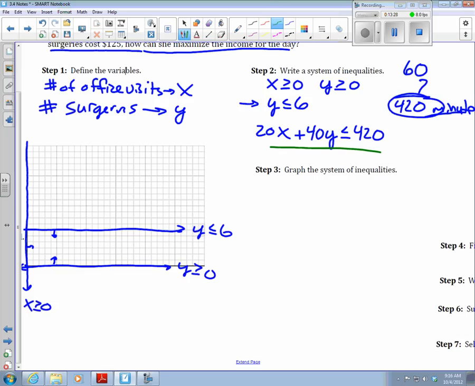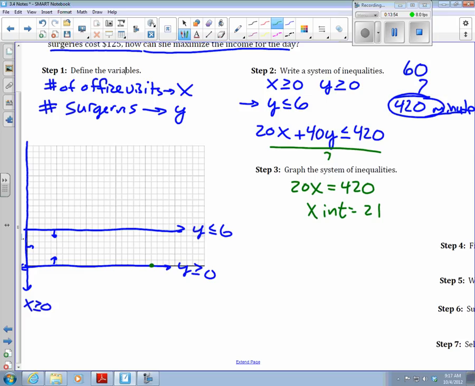Well, if you use the cover-up method, just plug in 0 for Y. You're going to get 20x, let's just say equals 420 for a minute, and you divide 20 into that. You're going to get 21. So my x-intercept equals 21. So I'm going to go over here, 5, 10, 15, 20. Right here. And that's going to be a vertex then.